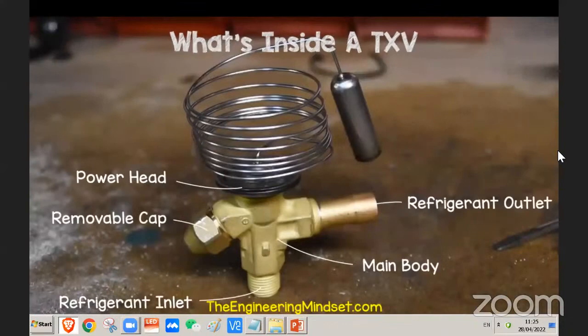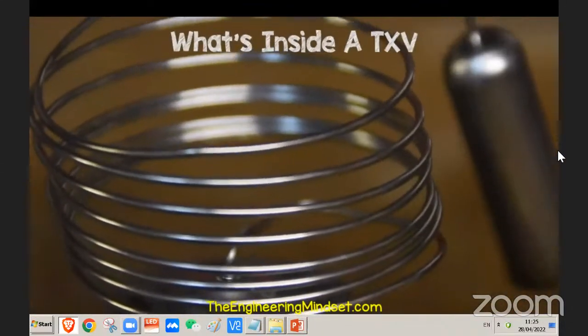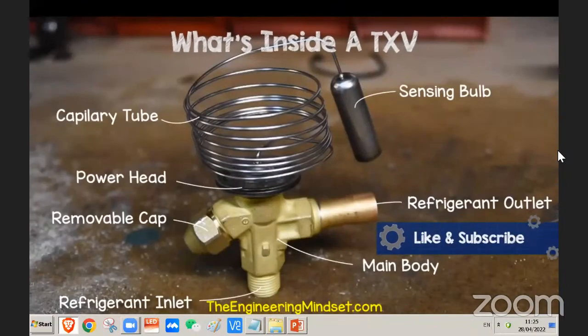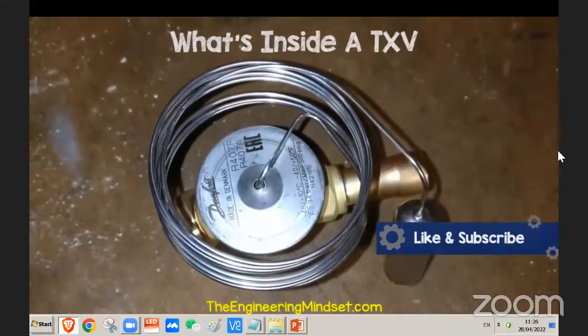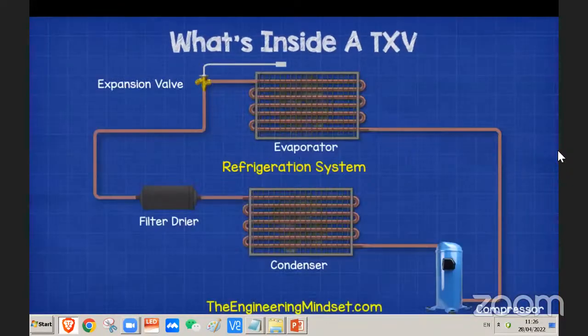On the top we have this large head called the power head. There's also a coil of very thin tubing known as the capillary tube, and there is a large bulb at the end of it known as the sensing bulb. These are all made from stainless steel. The coil is stretched out so that the bulb sits at the exit of the evaporator to sense the superheat.